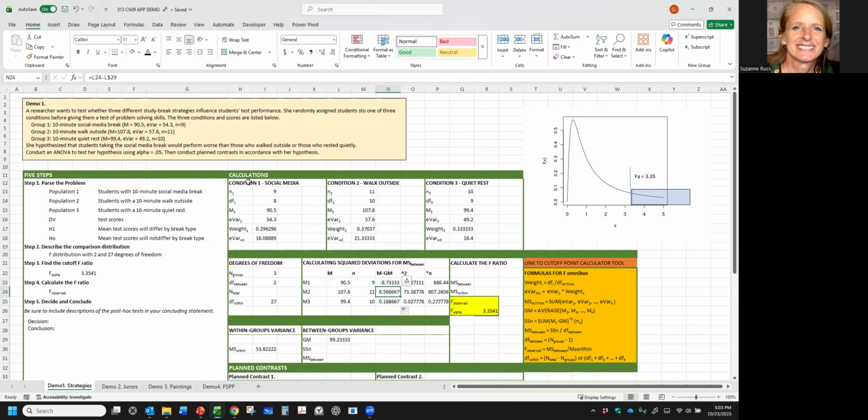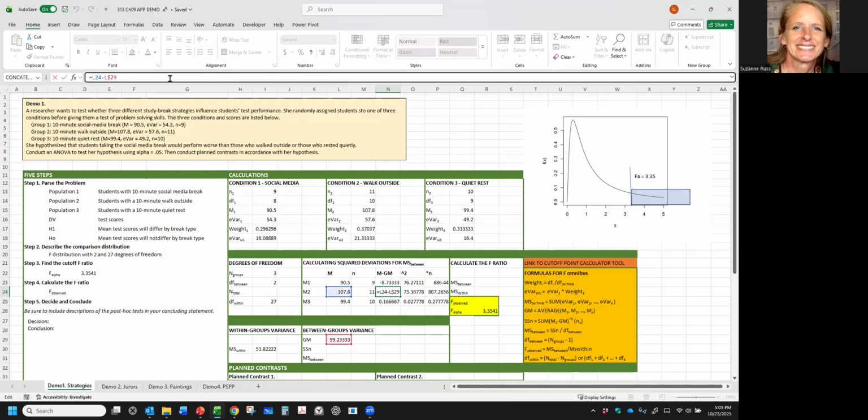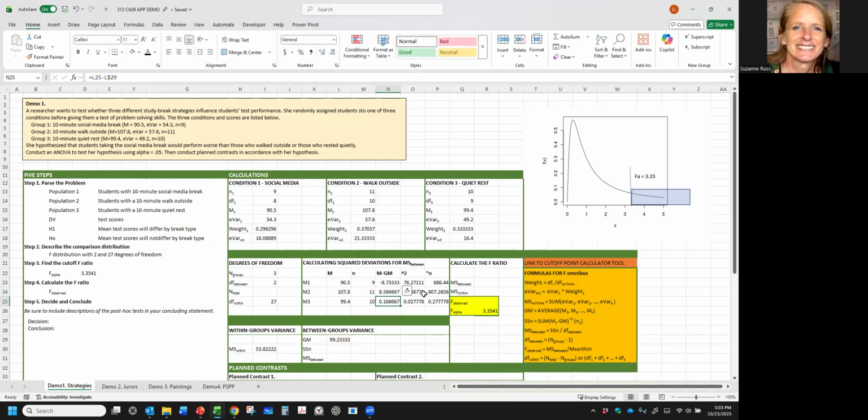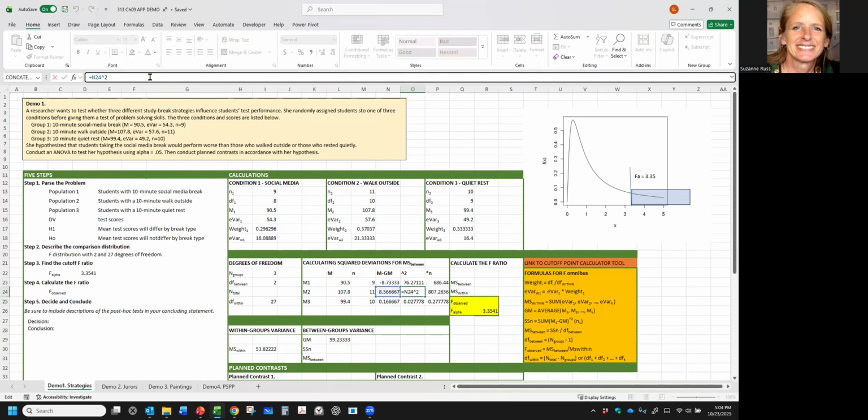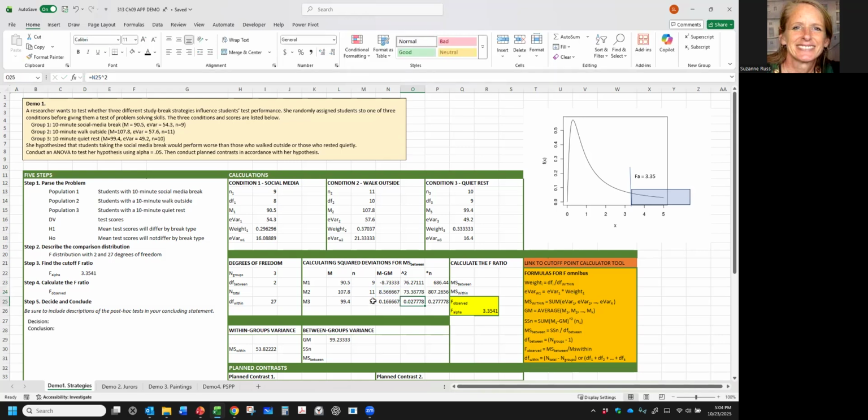Now let's see if that's any better. And that looks a lot better. We now have each score subtracting the grand mean. That looks good. Let's make sure this one is correct. Did I square the right number? And it looks like I did. This is the column that should be squared.